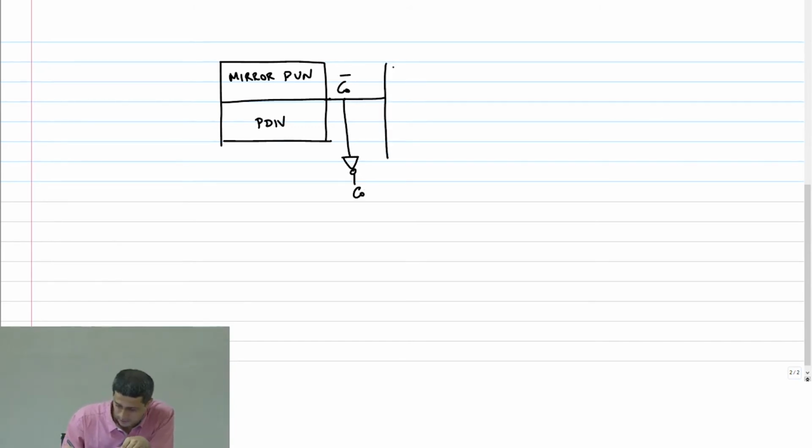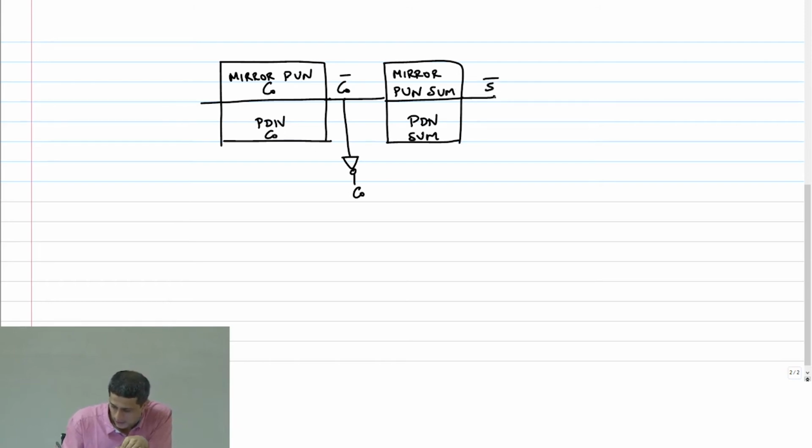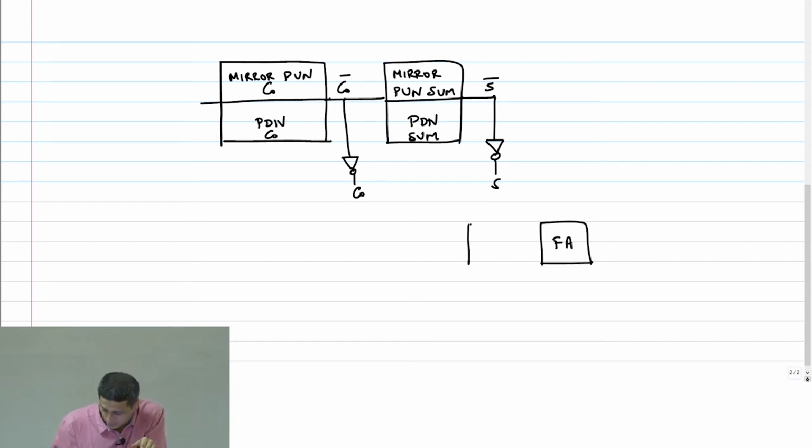Now similarly we did something for the sum. We had a pull down network for sum and a mirror pull up network for sum. This is C out. And we got S bar and we had to generate S. Now look at what happens when I cascade these things. Okay, this is a full adder. I'm going to put it in a ripple form.